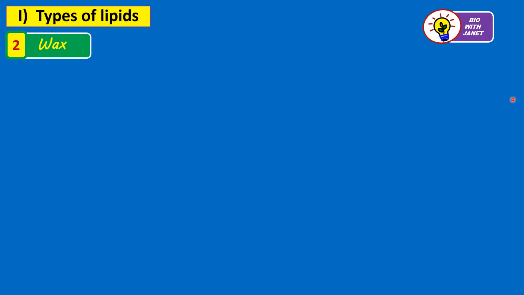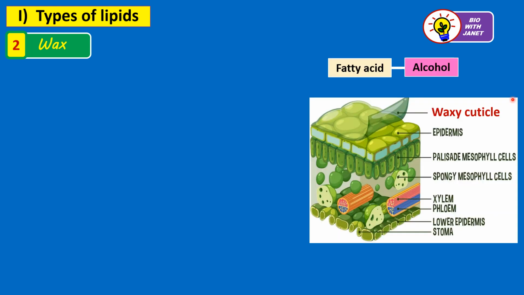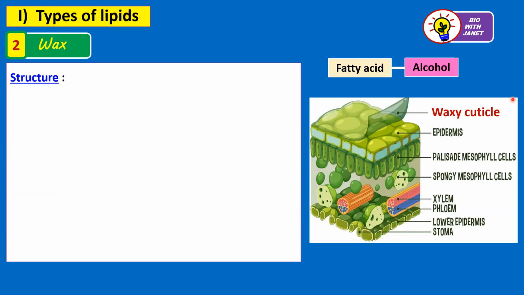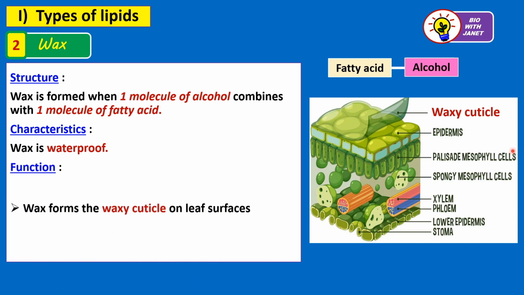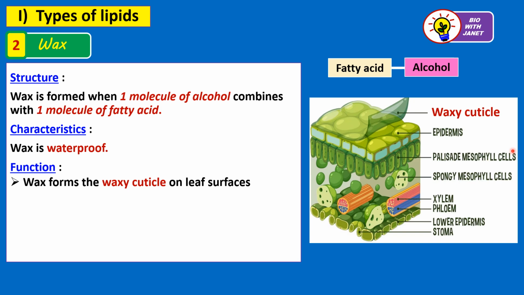The second type of lipid are the waxes. Okay, so the structure of wax: it is formed when one molecule of alcohol combines with one molecule of fatty acid. Characteristics of wax: it is waterproof. That means it does not allow water to pass through it. Function: the wax forms the waxy cuticle on leaf surfaces in plants to reduce water loss from leaves by transpiration.